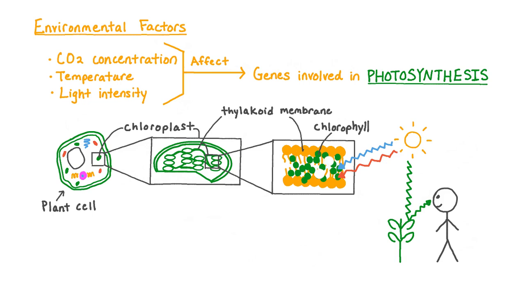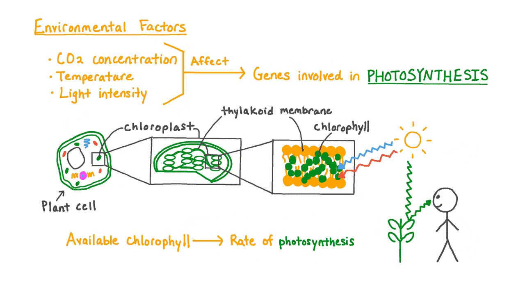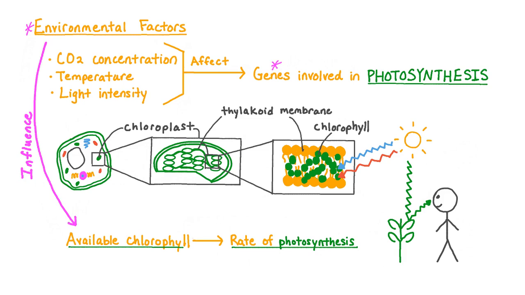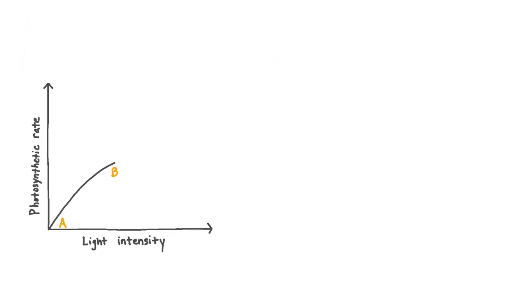Inside the chloroplasts, chlorophyll is constantly being broken down. So the plant must continually synthesize new chlorophyll in order to maintain photosynthesis. In fact, the amount of available chlorophyll is one of the main factors affecting the rate of photosynthesis. And the environmental factors that affect gene expression influence the amount of available chlorophyll. Now let's take a closer look at how the environmental factor of light intensity interacts with available chlorophyll to affect the rate of photosynthesis.